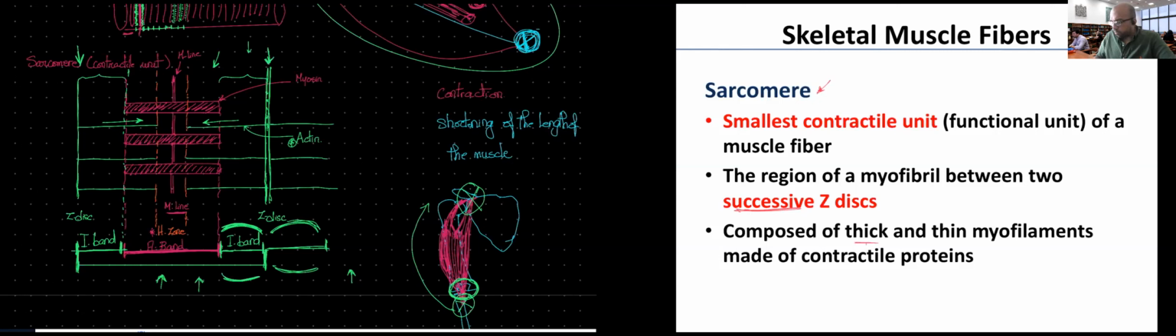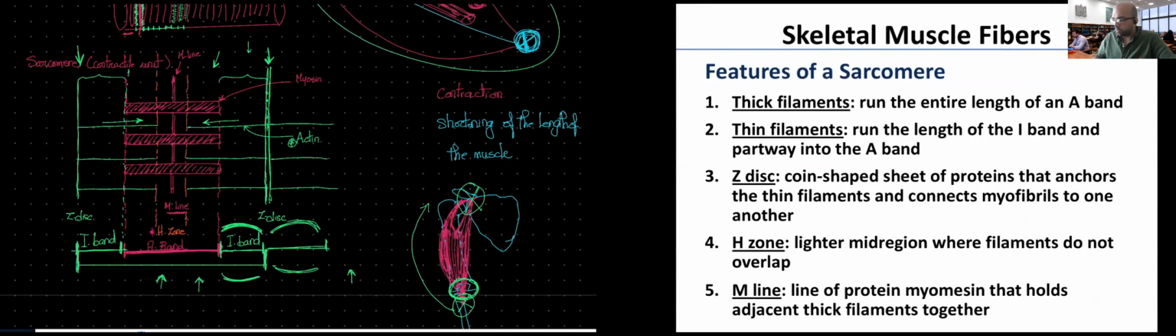It's composed of alternating thick and thin filaments. They are made of contractile protein. As you remember, the thick filaments are formed by the protein subunits called myosin, and the thin filaments are formed by the protein subunits actin, troponin, and tropomyosin.